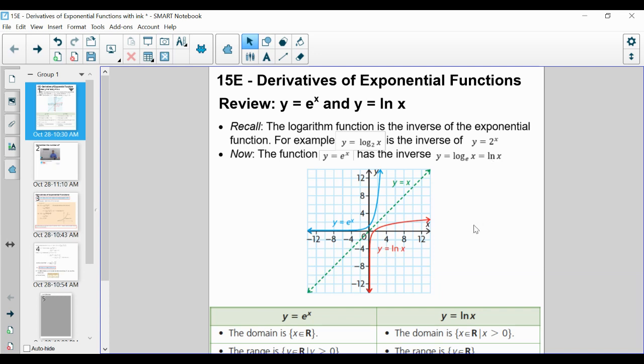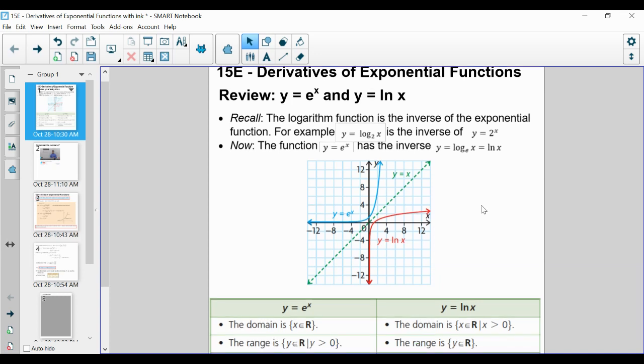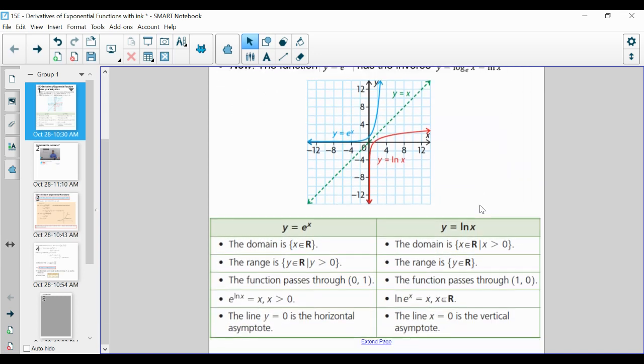We also learned recently that the special base e to the x has an inverse of log base e of x, and it's such an important number that we give it its own name, ln, or the natural logarithm. Okay, and if we look at the graphs, we can see a few features. For y equals e to the x, the domain is x belongs to real. x can take on any value. You can plug any value in here as an exponent on e.